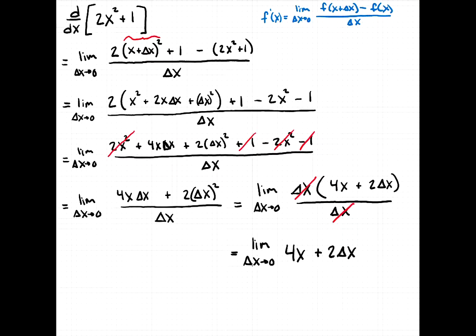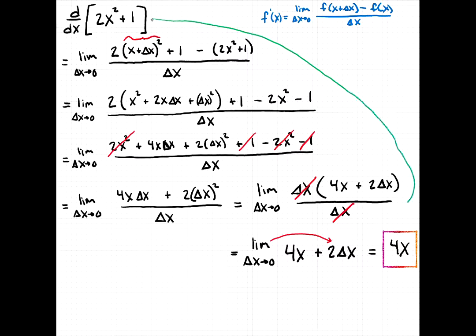So now we can substitute in 0 for delta x, since there's no longer a delta x in the denominator. And we have 4x plus 2 times 0, or 4x. So the derivative of 2x squared plus 1 is equal to 4x. Okay, so even with a function like this, it still takes a little bit of algebra.